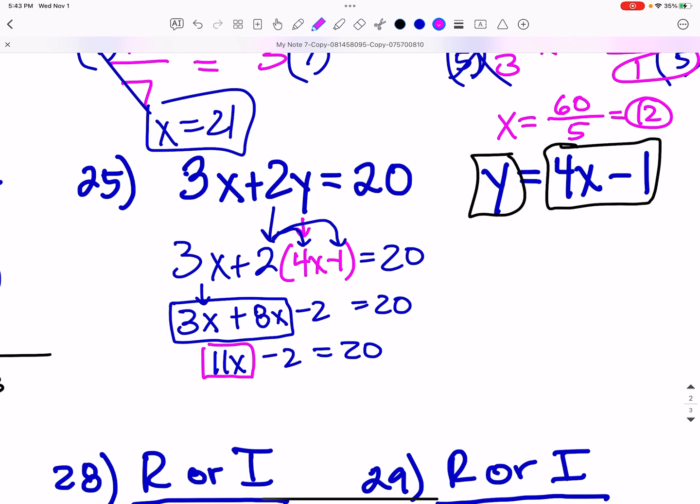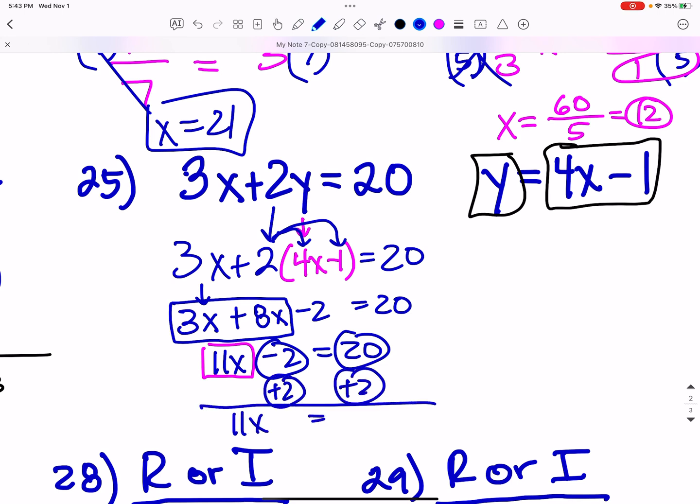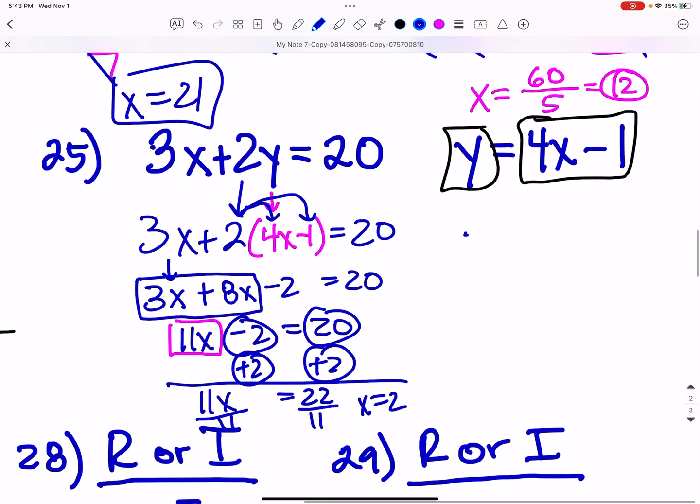We'll make our teams. 11x's, negative 2, 20. The guy who needs to move is the negative 2. Plus 2, plus 2. 11x equals 22. Divide by 11. X equals 2.